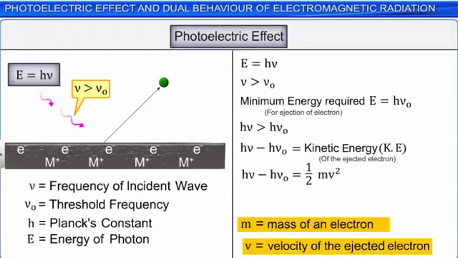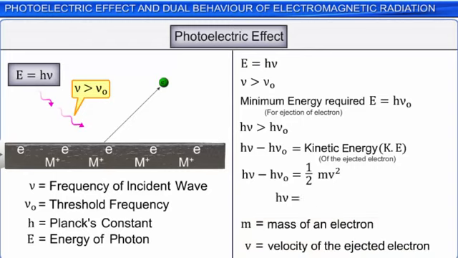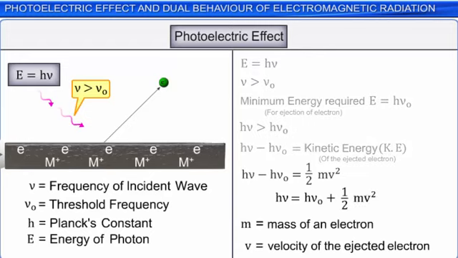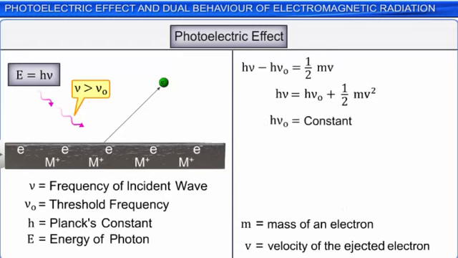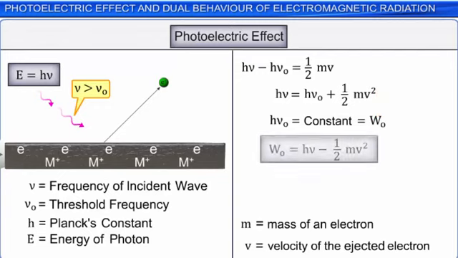On rearranging the equation, we get h nu is equal to h nu 0 plus half m v squared. H nu 0 is constant for a particular metal and is designated as W0, which is called the work function. Now, the equation in terms of work function is as shown. Let us observe the values of work function for a few metals.